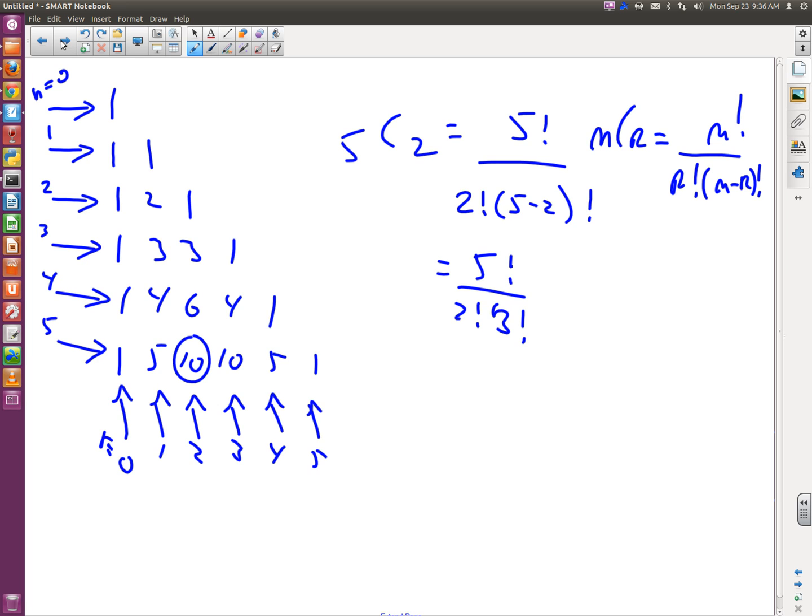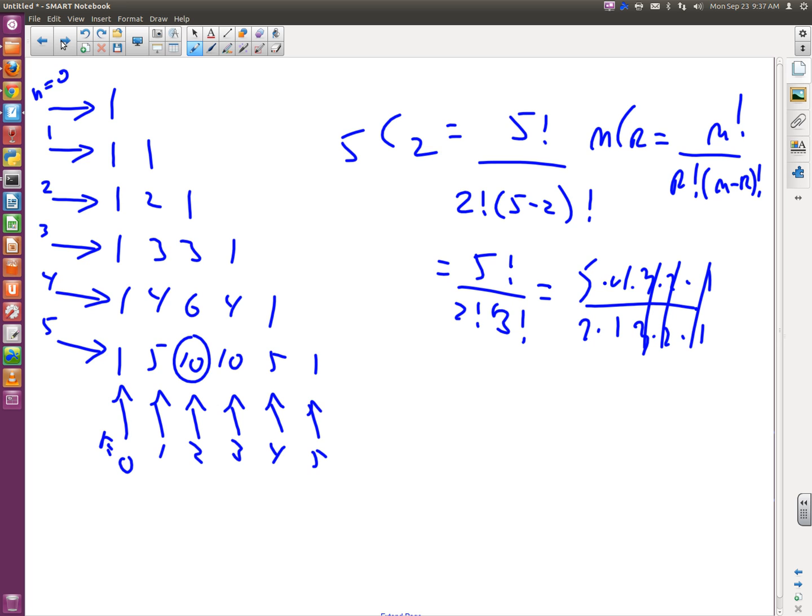Well, let's find out. Let's see if there's a quick way to do this. So 5 factorial is what, really? 5 times 4 times 3 times 2 times 1 over 2 factorial, 2 times 1, times 3 times 2 times 1. Notice these go away automatically.